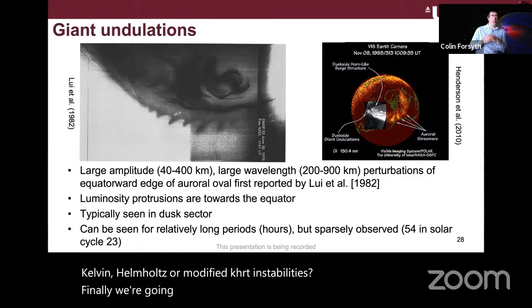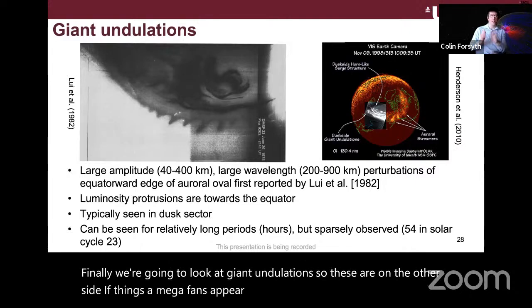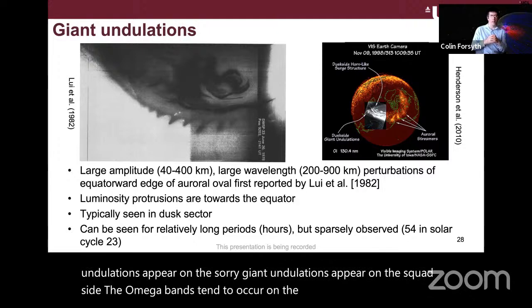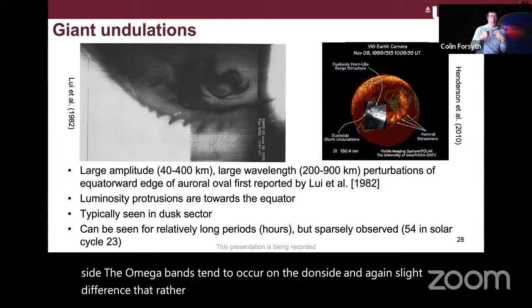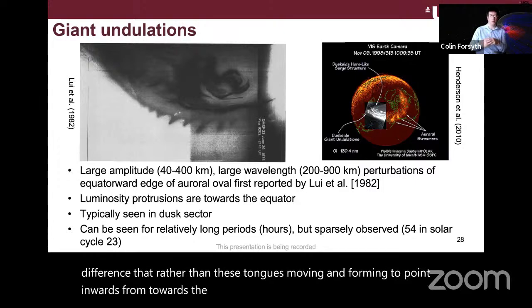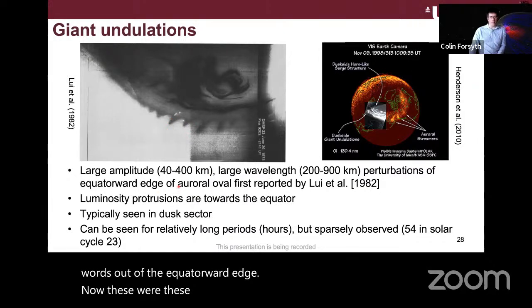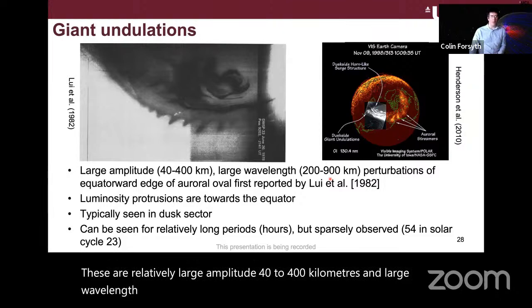Finally, we're going to look at giant undulations. So these are on the other side. If things like omega bands appear on the dawn side, then giant undulations appear on the dusk side. The omega bands tend to occur on the dawn side. And again, slight difference: rather than these tongues moving and forming to point inwards towards the pole from the equatorward boundary, for the giant undulations, these features actually move or form and point equatorwards out of the equatorward edge. Now these are relatively large amplitude, 40 to 400 kilometers, and large wavelength features, and they're perturbations of that equatorward edge of the auroral oval.